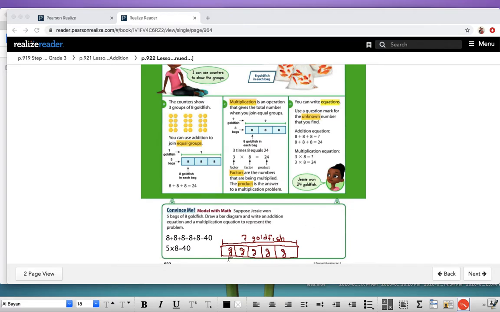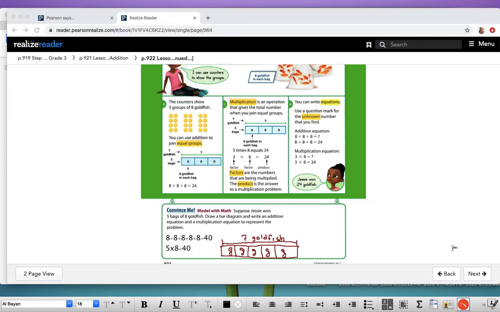Everybody write that down. I hope yours is going to look a little better than mine. I'm sure it will. So that is our bar diagram with our 5 bags of goldfish and our equations. Here's our repeated addition, because we have to have an equal number in each bag for our multiplication. 5 groups of 8 equals 40.